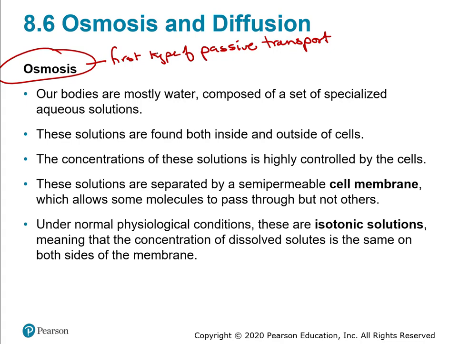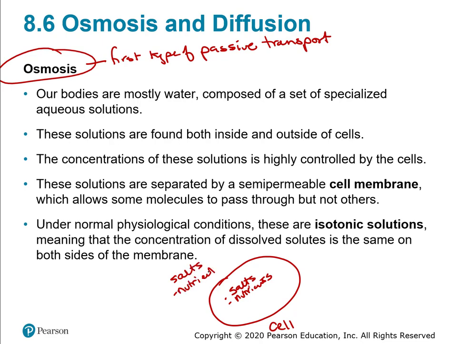You remember that we are roughly two-thirds water. Our bodies are mostly water. You have water inside of the cell, water outside of the cell. So when we draw that cell, there's concentration. Inside of the cell, you have salts. Inside of the cell, you have nutrients. Inside of the cell, there are hormones, proteins, other molecules. But outside of the cell is that way too. So you have all of these solutes.